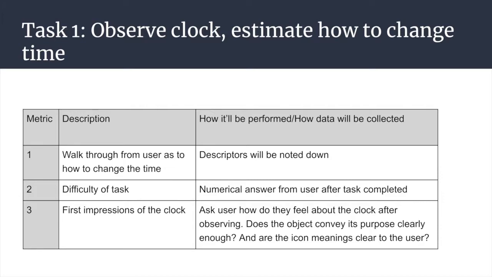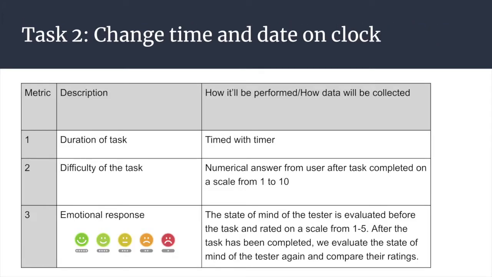We then asked them for their first impression of the clock and if they found the instructions and buttons to be intuitive. The purpose of this task was to determine the complexity and design of the clock based off observation only. The second task was to change the date to October 10th and the time to 4:45 p.m.